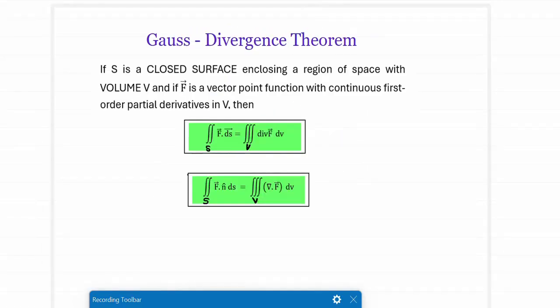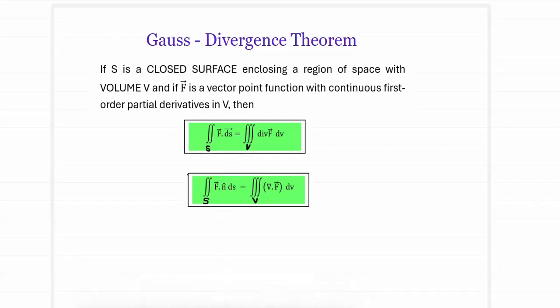Gauss Divergence Theorem states that if S is a closed surface which encloses a region of space with volume V, and if you have a vector F defined over S which has continuous first order partial derivatives in V, then by Gauss divergence theorem, double integral over S F vector dot dS vector equals triple integral over V divergence of F dV. So this is going to be the base theorem.